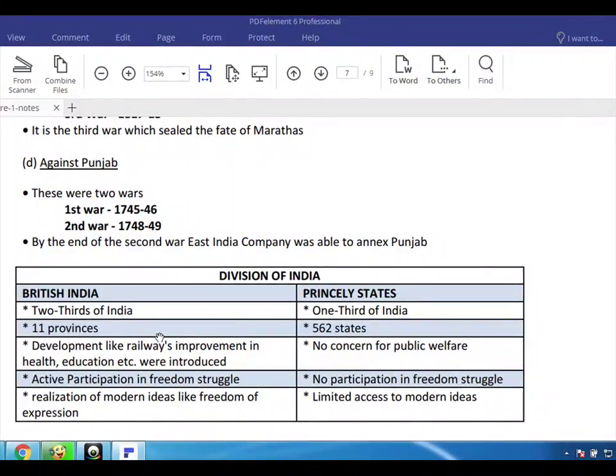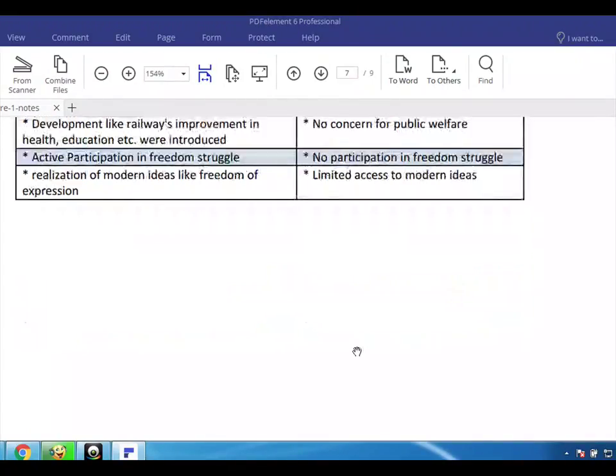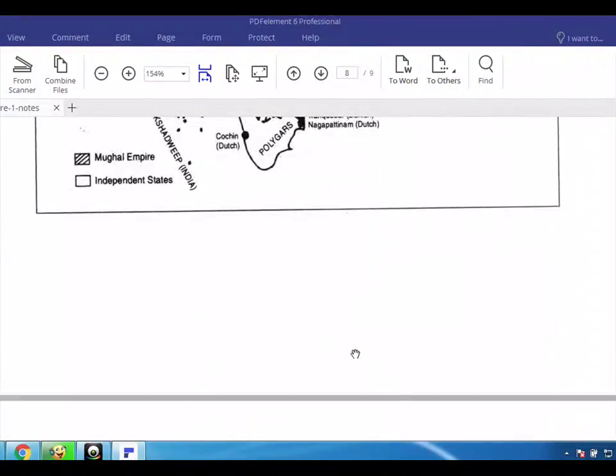Division of India. British India: 2/3 of India, 11 provinces. Princely States: 1/3 of India, 562 states. Development like railways, improvement in health, education, etc. were introduced in British India. In the princely states, no concern for public welfare. British India saw active participation in the freedom struggle; the princely states, no participation in the freedom struggle. British India saw realization of modern ideas like freedom of expression; the princely states had limited access to modern ideas. Annexure 1. Annexure 2.